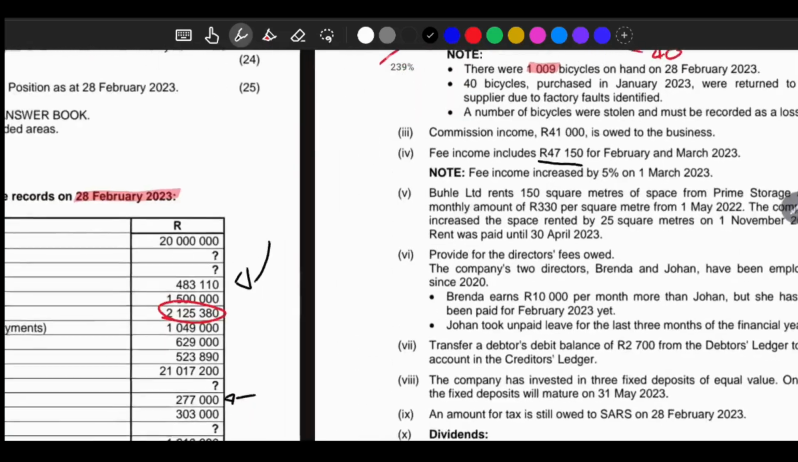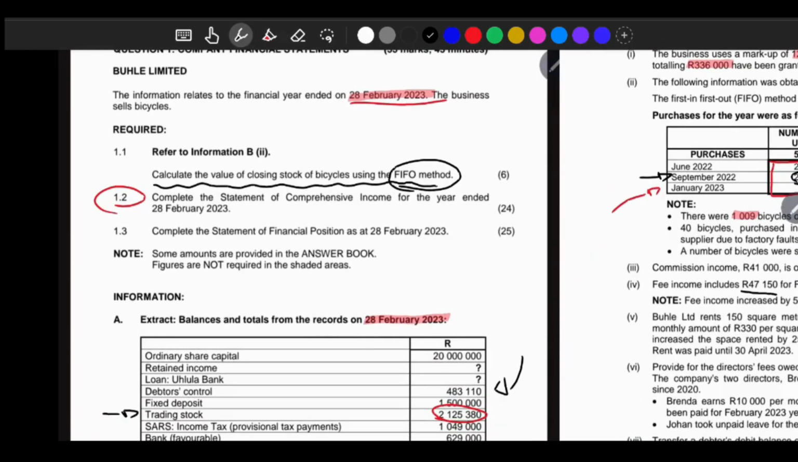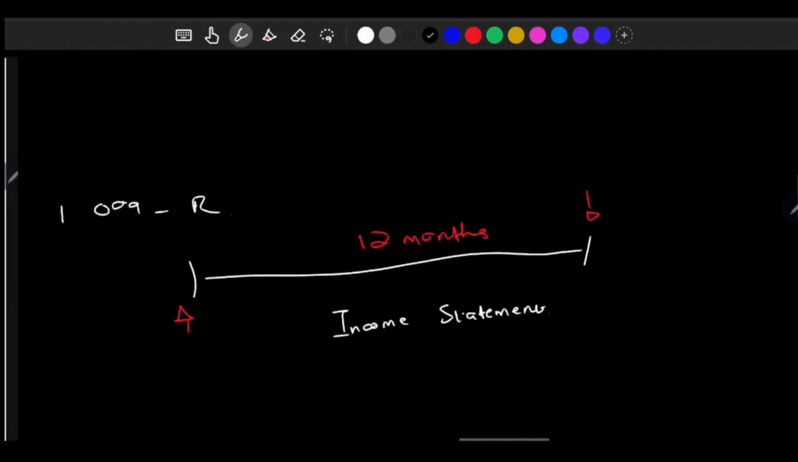So what does this mean? This amount for fee income of 303,000 includes an extra month. So I come back again and say, remember when our financial year ends? It ends 28 February 2023, right? So it ends here.